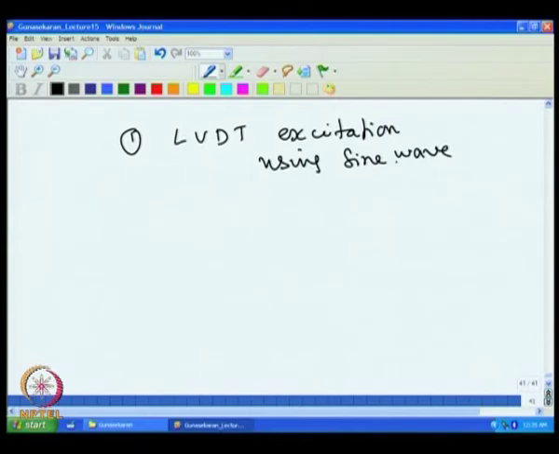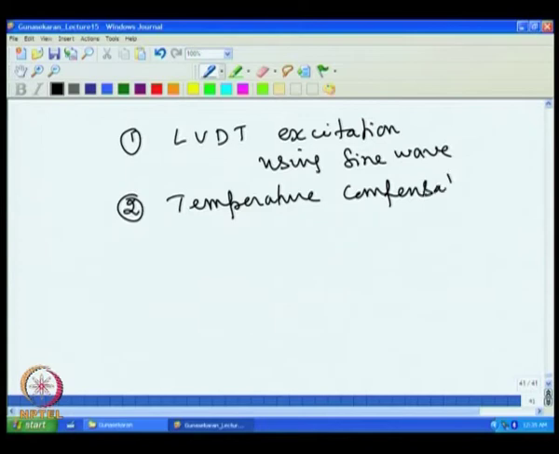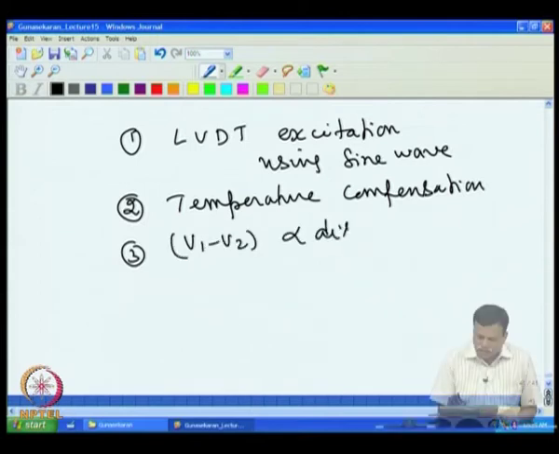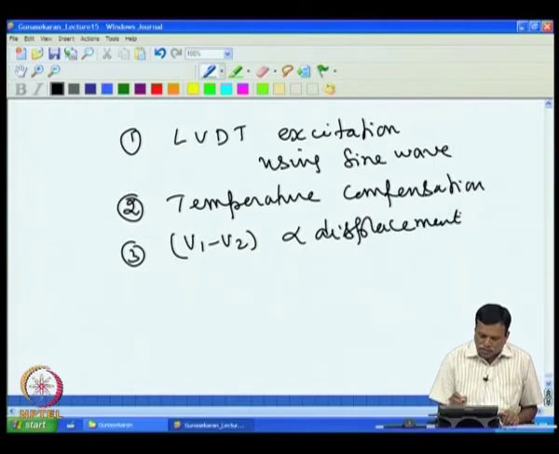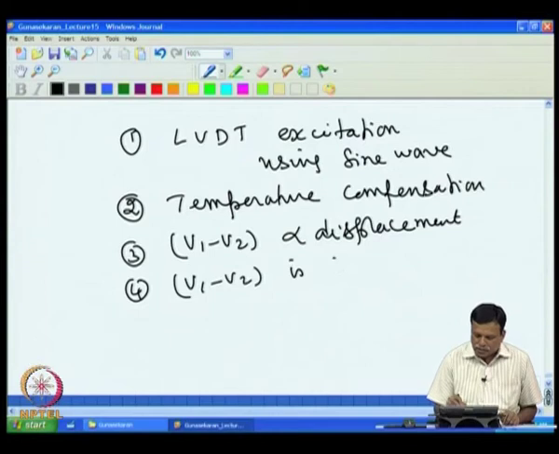Then we have discussed temperature compensation for LVDT. Then we have discussed that V1 minus V2 is proportional to displacement, and then how V1 minus V2 is converted into proportional current.